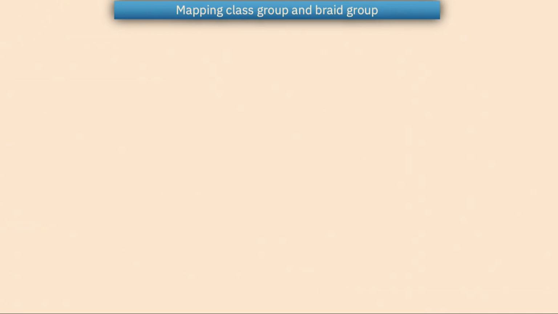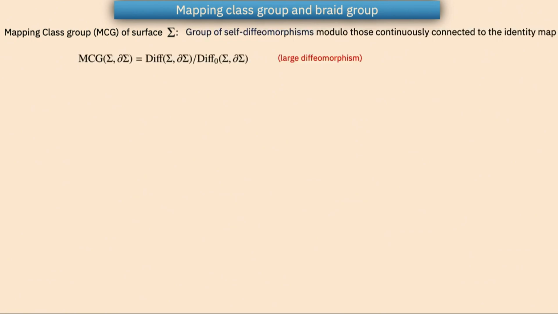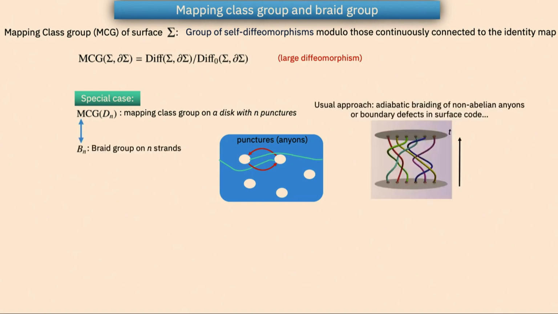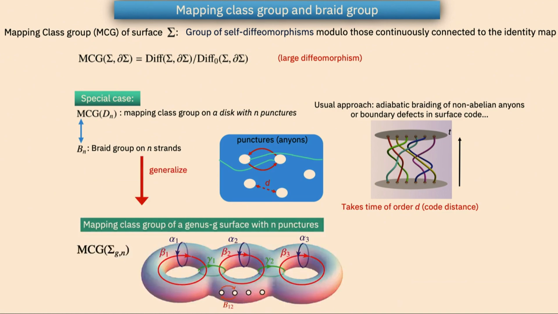Now let me introduce a mathematical concept called the mapping class group of a surface Sigma, which is the group of all these self-diffeomorphisms modulo some local diffeomorphisms which can be continuously connected to the identity map. So it's also called large diffeomorphisms. A special case is the mapping class group of a disk with n punctures. In this case, it's exactly equivalent to the braid group of n strands, and that's the usual picture of topological quantum computation, where one adiabatically braids the non-abelian anyons, which takes time of order the code distance d, where d here is basically the separation of the punctures.